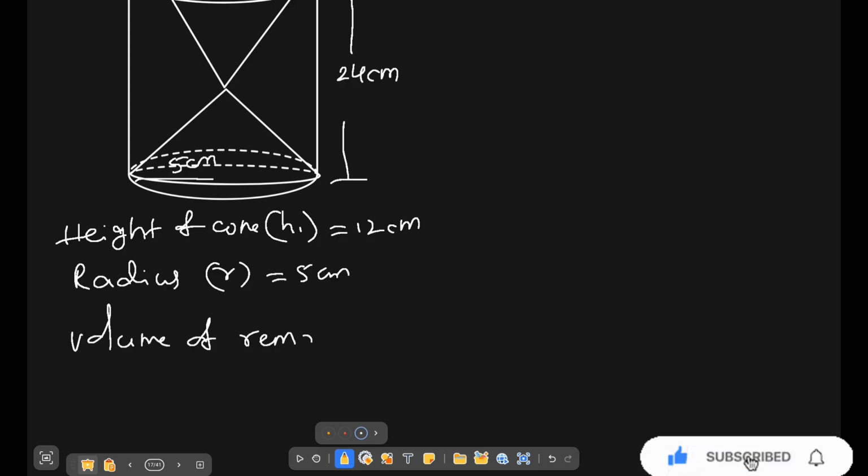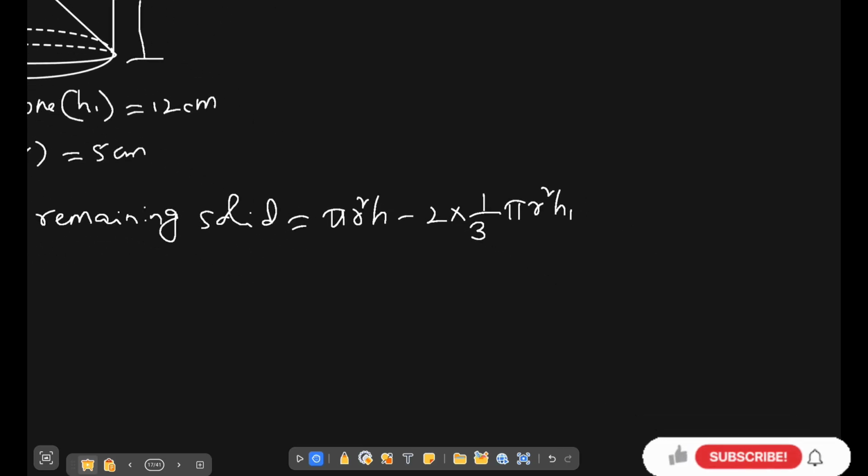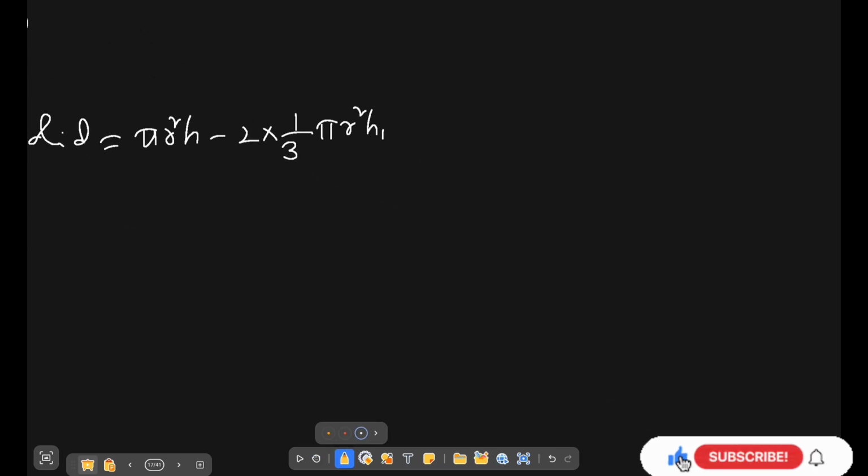Volume of remaining solid is equal to, so volume of cylinder pi r square h, minus 2 times volume of cones. What are the cones? 1 by 3 pi r square, radius is same but heights are different, h1. So let's find it. What is the common here? Pi r square we can take common. So pi r square, inside now we'll have h minus 2 into 1 by 3, so 2 by 3 h1.